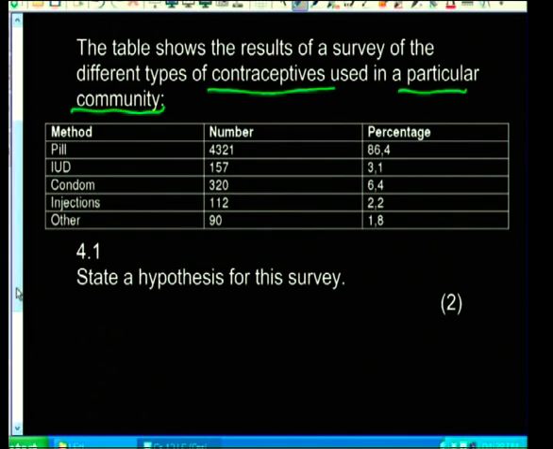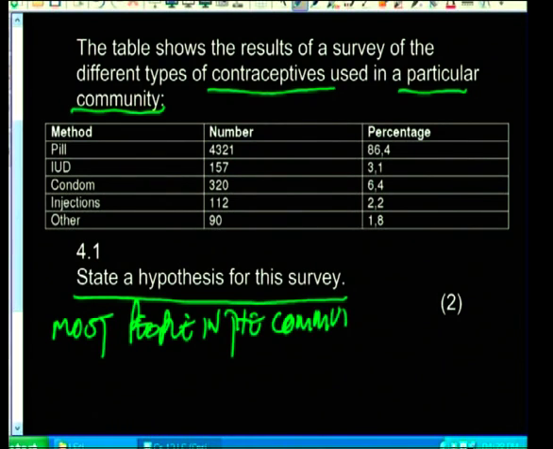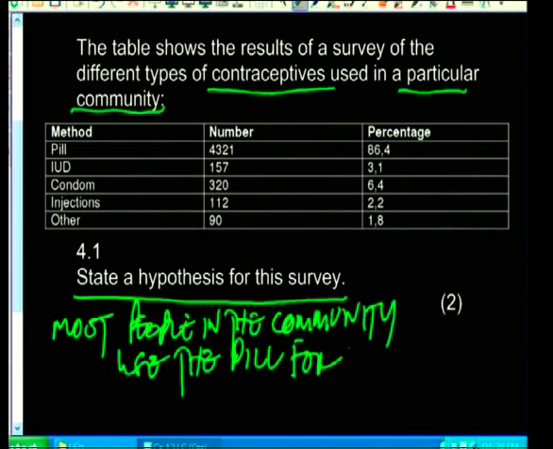They want to know from you, state a hypothesis for this survey. Obviously, you needed a little more information to actually get a hypothesis, but from here we can also derive one. We can hypothesize anything here. We can say most people in the community use the pill for contraception.